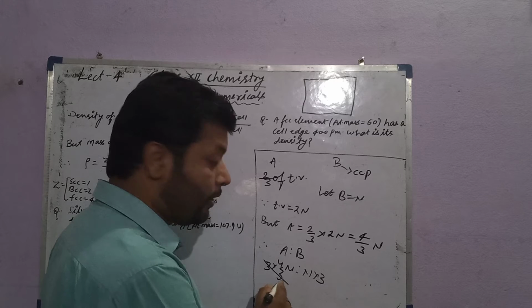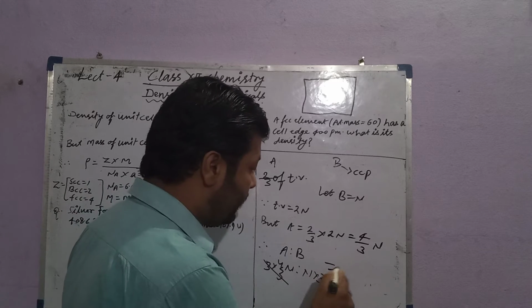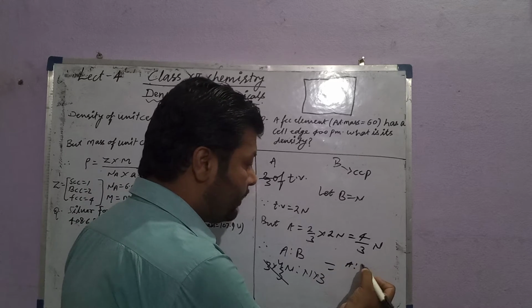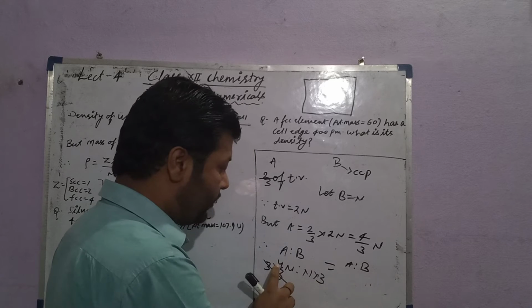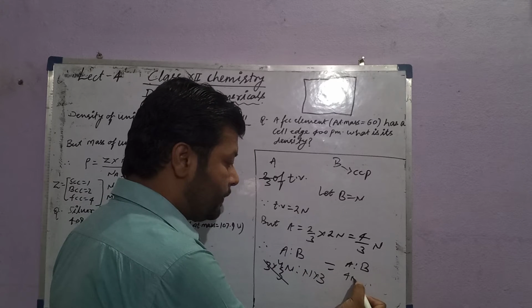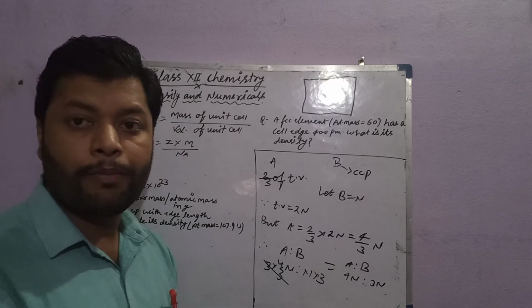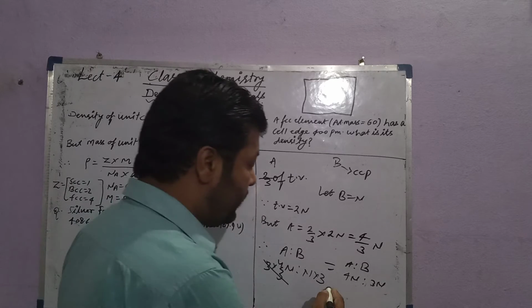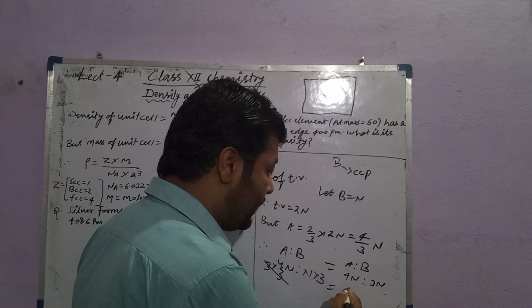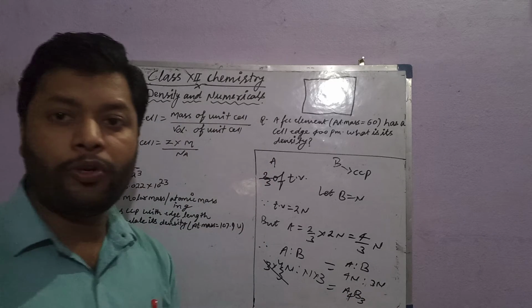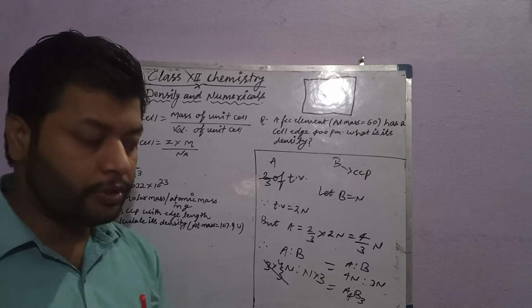That will cancel the fraction. So the formula will be A ratio B equal to 4n ratio 3n. Therefore, the formula is A4B3. A4B3. I repeat one more time.